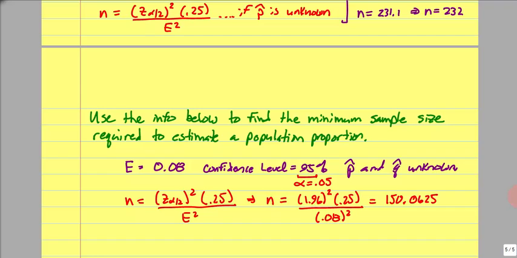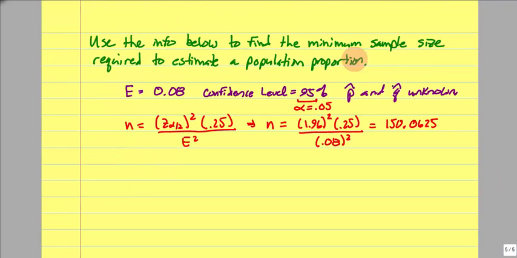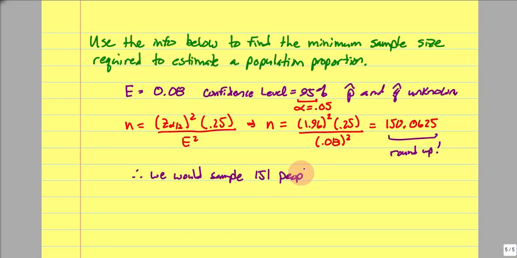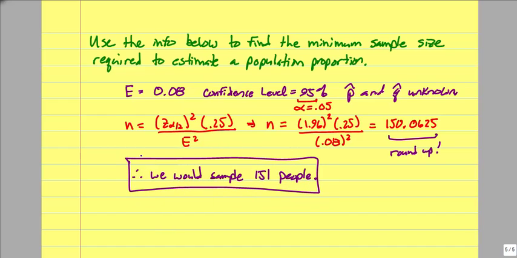Now remember, our rule for sample size is always round up. Now I'm not rounding up because of the 6, I'm rounding up because this is slightly larger than 150. So for sample size determination, always round up. So therefore, we would sample 151 people. Okay, so notice I still don't know the population, so this has nothing to do with how large the population is. It has to do with the amount of error and our confidence factor that we're willing to have, and we always round up. Let's go ahead and do the same type of problem.